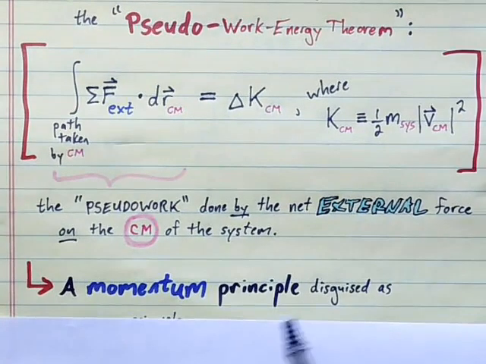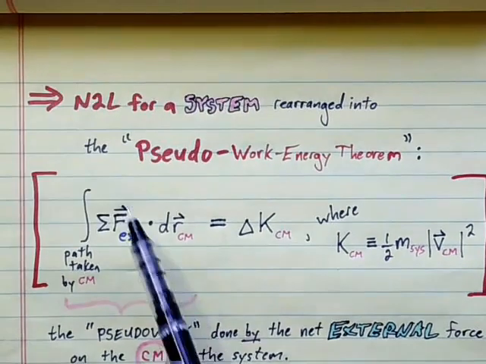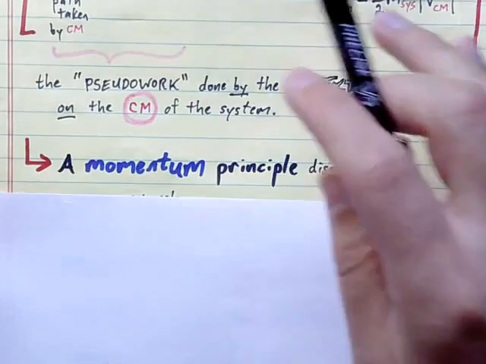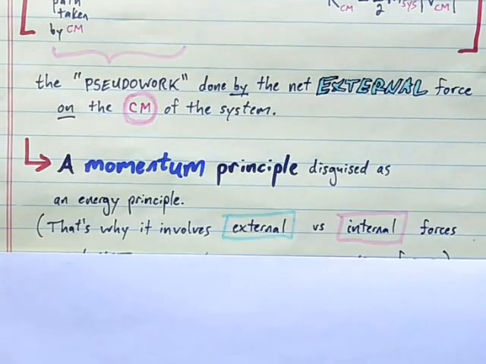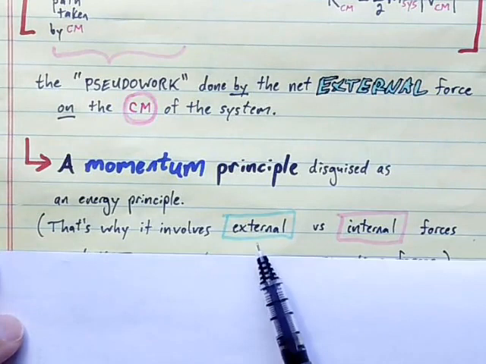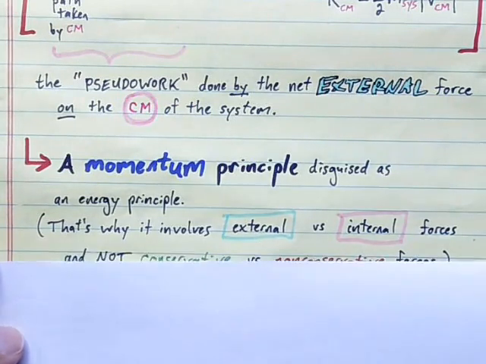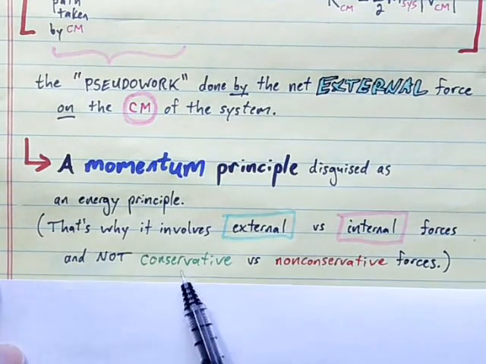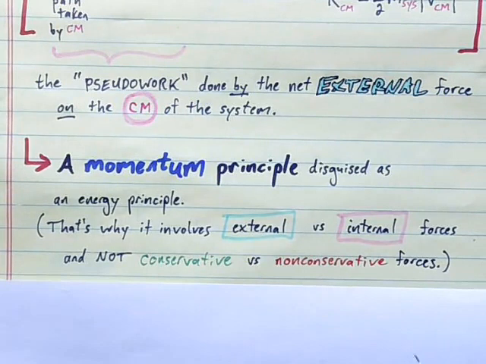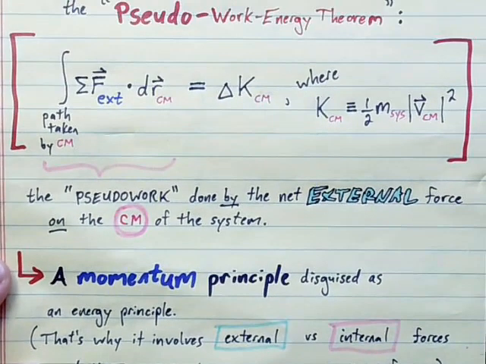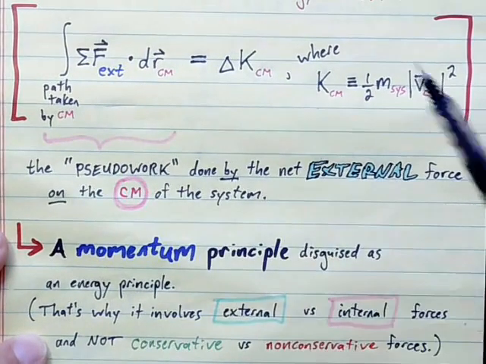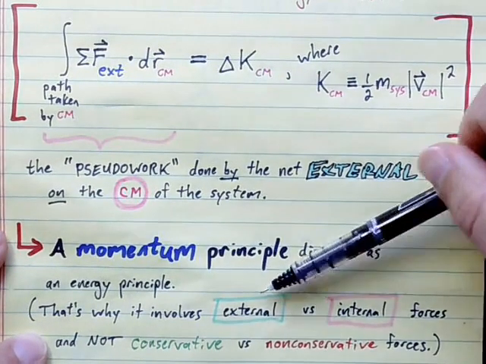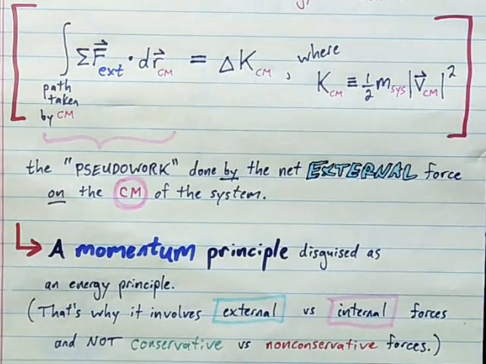This is a momentum principle. Since it came from Newton's second law, this is a momentum principle disguised as an energy principle. And since it's actually all about momentum, that's why it involves external versus internal forces, as opposed to conservative versus non-conservative forces. If we were really talking energy here, we'd be talking non-conservative versus conservative. But this is secretly all about momentum, so that's why external forces versus internal forces is the important distinction.